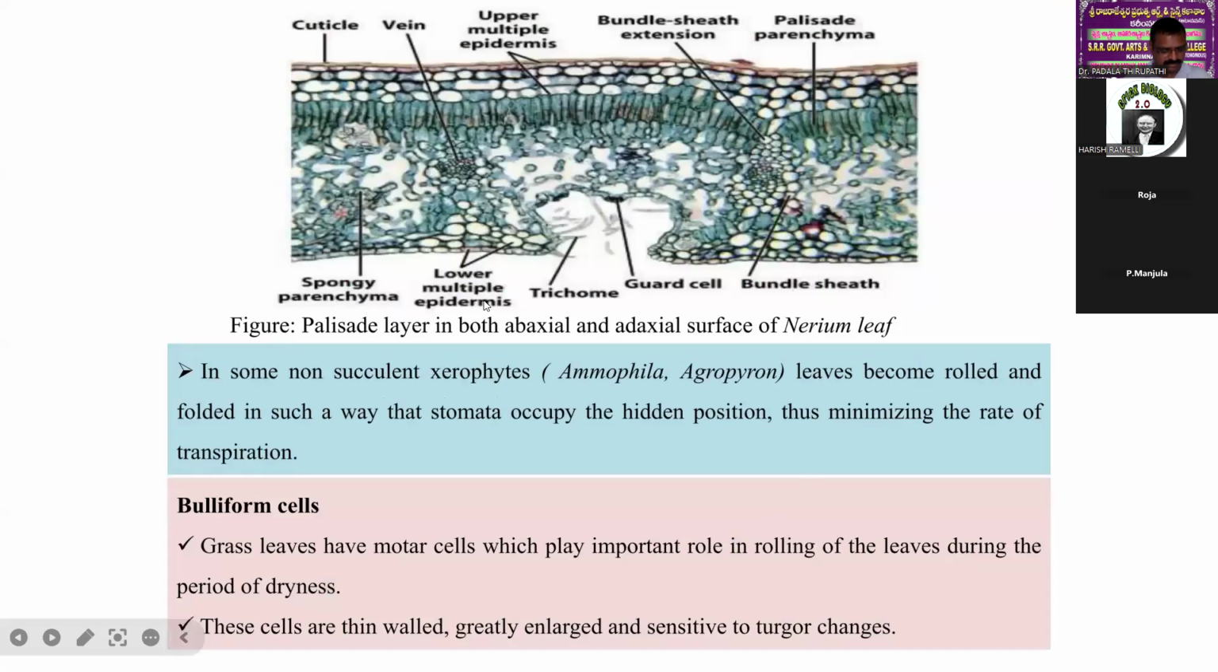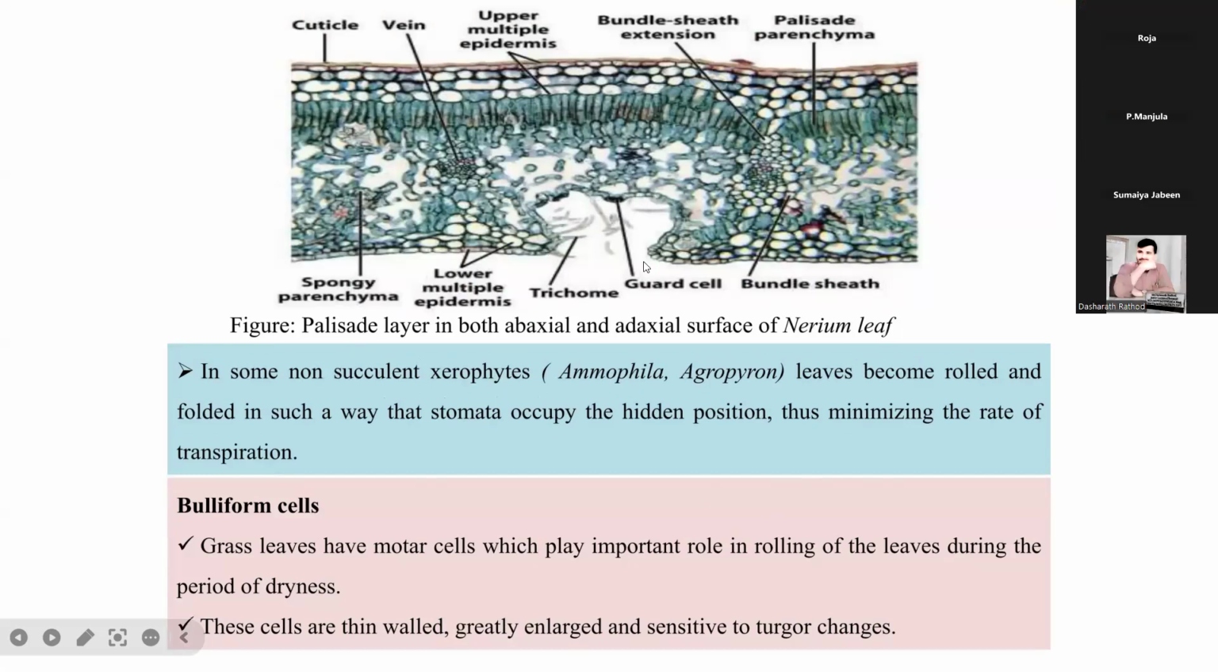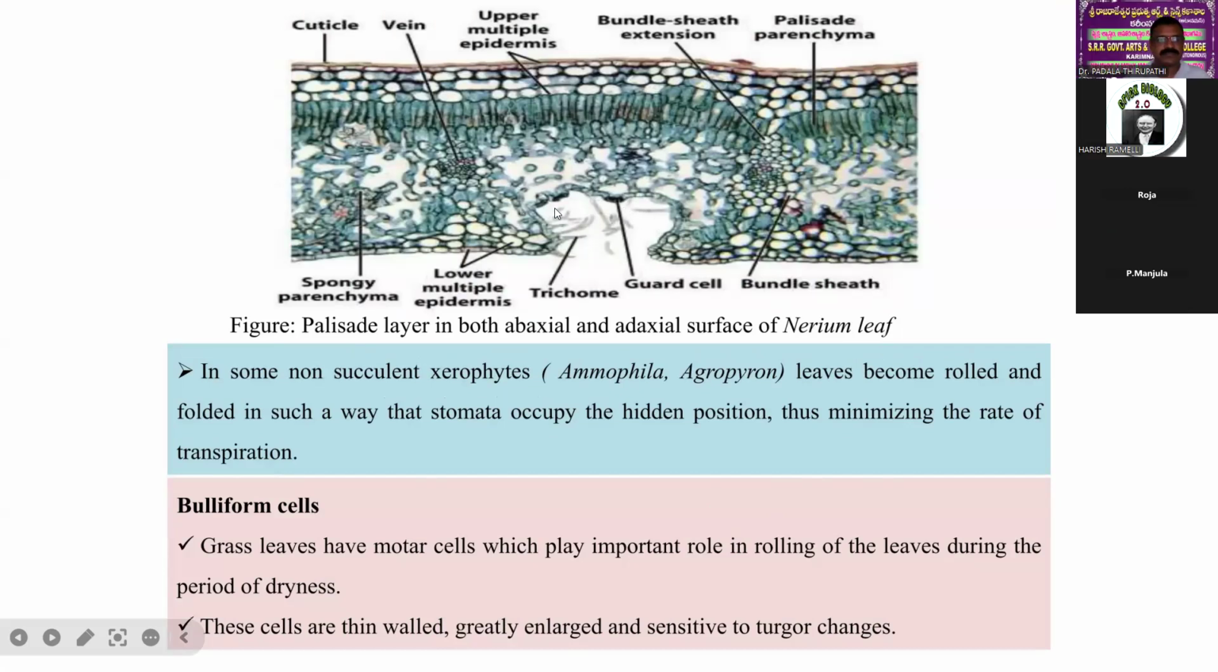So this is the internal structure of the Nerium leaf. It contains an upper epidermis and a lower epidermis. Here the thick cuticle, and here the sunken stomata. That is, the stomata are present in a stomatal chamber or stomatal cavity. Generally the stomata are present in the epidermal region only, but here they are present in a cavity or chamber-like structure. So it is called a sunken stomata.